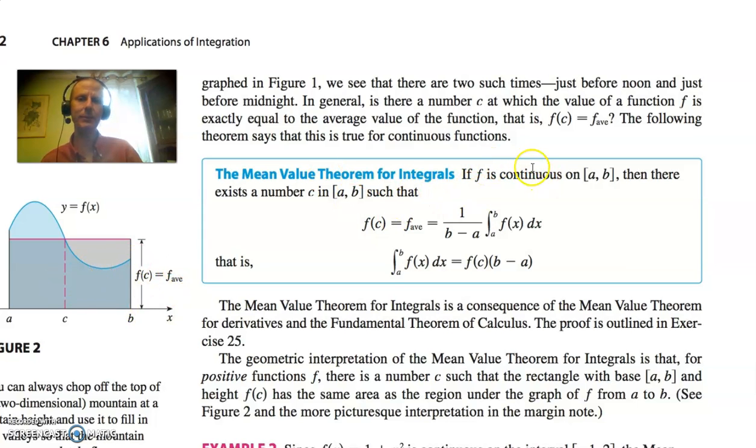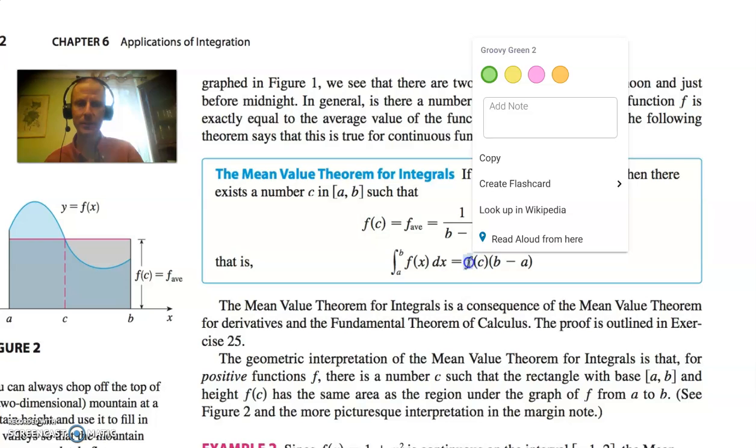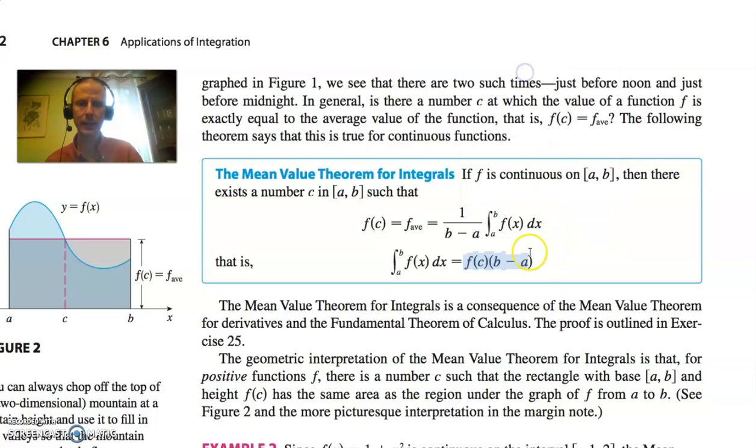Now the mean value theorem for integrals says that there's going to exist some number c in [a, b] such that f of c is the average, which can be rewritten as saying the integral from a to b of f of x dx is f of c times (b minus a). So this is the area under the curve. This part here can be interpreted as the area of a rectangle. It's a rectangle of height f of c and of width b minus a.